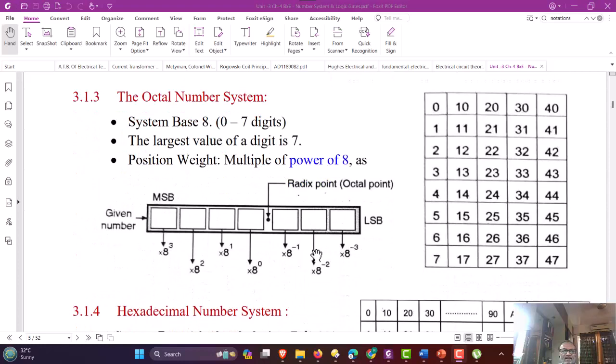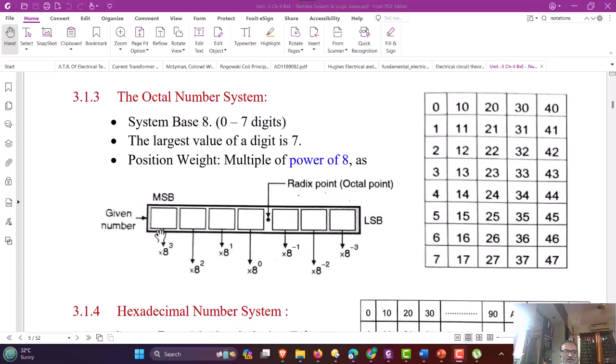Let us see another number system, the octal number system. The name itself indicates that this system has base 8. Means this system has a total of 8 symbols, that is 0 to 7 digits. The largest value of the digit is 7. The position weight is the multiple of power of 8 as shown in the figure.